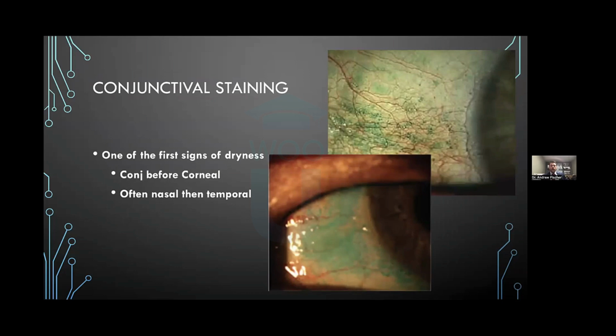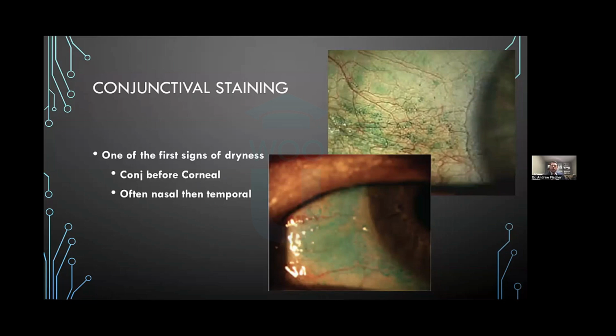For corneal staining, for conjunctival staining, oftentimes, unless you're doing lissamine green, you can't see this. Unless it's pretty severe, sodium fluorescein does not make this pop. The Wratten filter can help with that, but you really need to use lissamine green staining to evaluate the conjunctival staining. Oftentimes I'll see the conjunctival cells stain before the cornea.